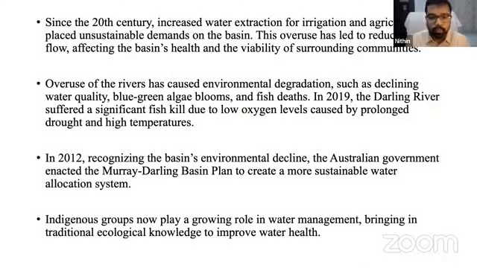So I've already spoken about this. This is what is happening to the river and what they're trying to do. So the plan is called the Murray-Darling Basin Plan, and it started in 2012, and it's supposed to complete in 2024, but they still have not completed it.